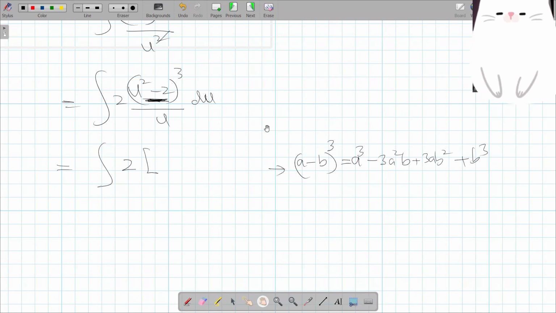Oh, the numerator. u squared minus 2, to the power 3. So it's going to be u to the power 6 minus 3u to the power of 4 times minus 2. Let's expand it and see what happens.